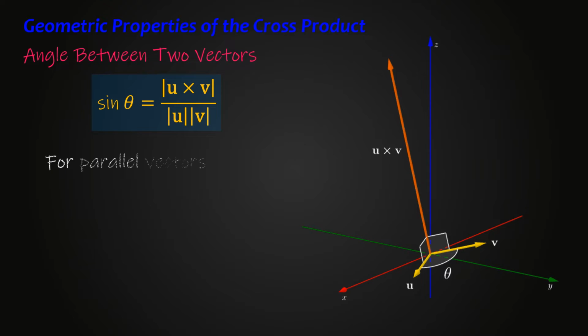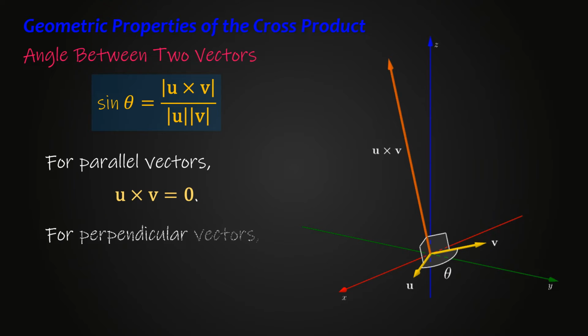For parallel vectors, that is, theta is 0 or 180 degrees, which means they point in the same or opposite directions, respectively, the cross product is the zero vector. Hence, the norm of the cross product is equal to 0. The dot product has a somewhat similar property. For perpendicular vectors, that is, the angle between them is 90 degrees, their dot product is equal to 0.